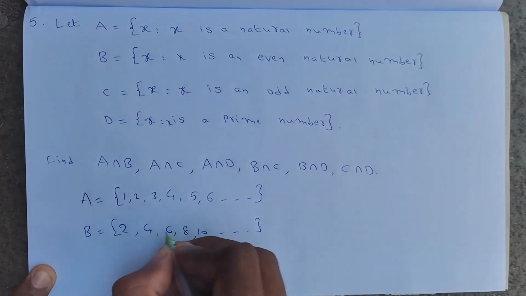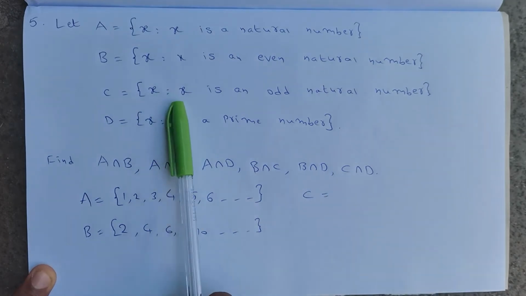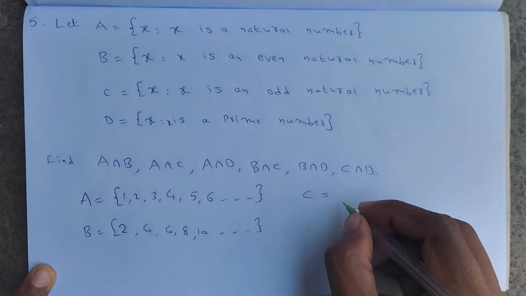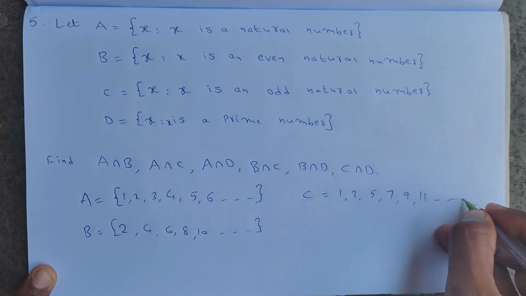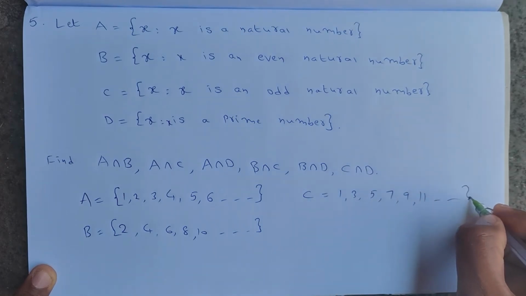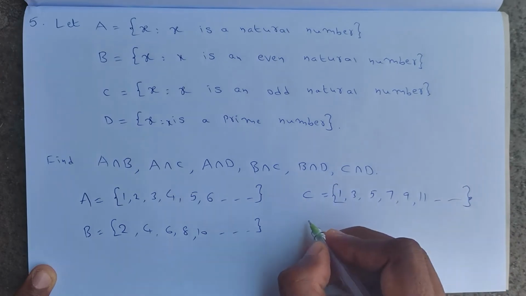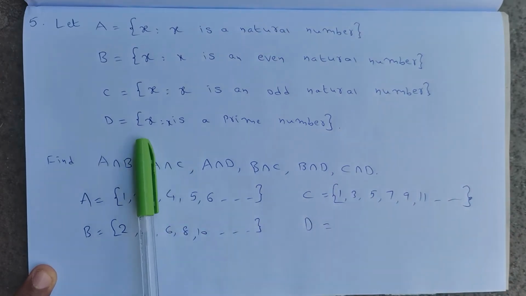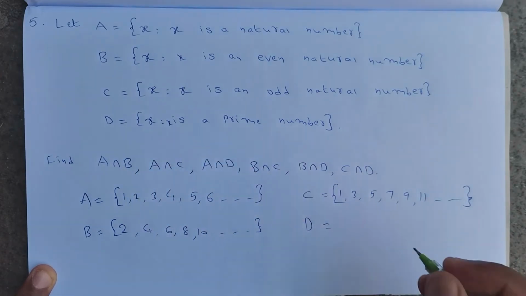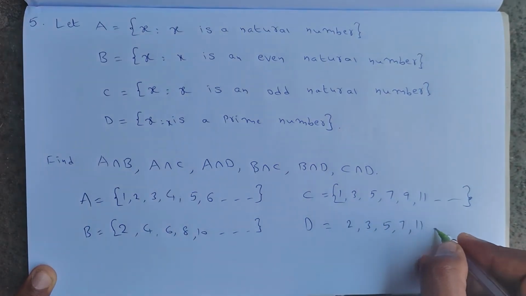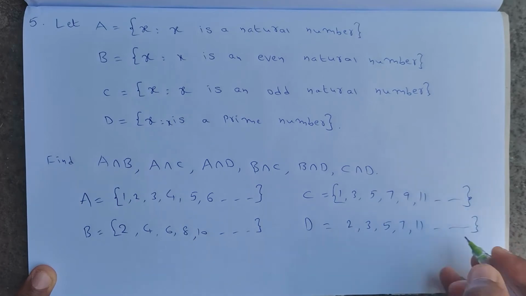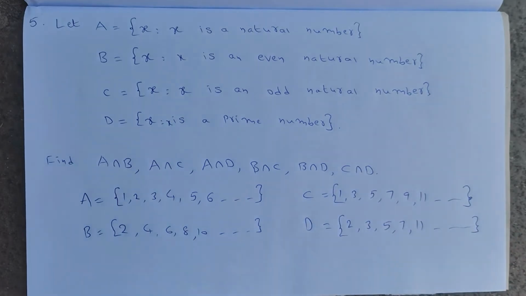Next, set C, x such that x is an odd natural number: 1, 3, 5, 7, 9, 11 and so on. Next, set D is x such that x is a prime number. Prime numbers are 2, 3, 5, 7, 11 and so on. Now let us find out one by one.